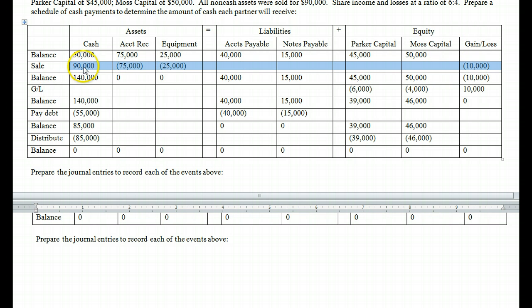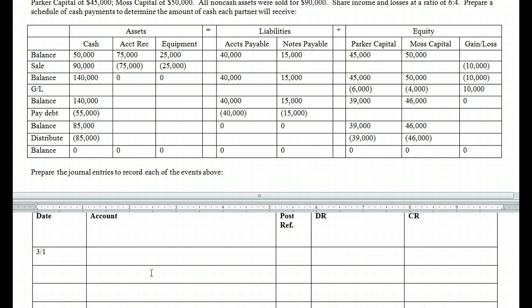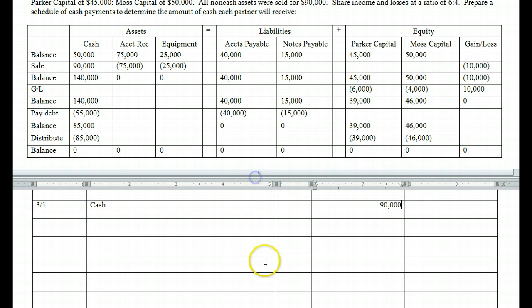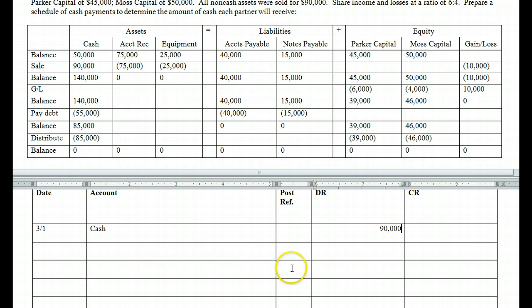Well, when we look at that, how does cash go up? Do we debit cash or do we credit cash? Well, cash is going up, so in order to show that, we would actually debit the cash. So we debit cash for the amount of 90,000 there. So that would be our first thing. Then, as we go across the screen, we see that accounts receivable went down and equipment went down. Well, both of those are assets. How do we take those assets down? Well, we're going to go in and credit each of those assets. So you're going to go and you will credit your accounts receivable.